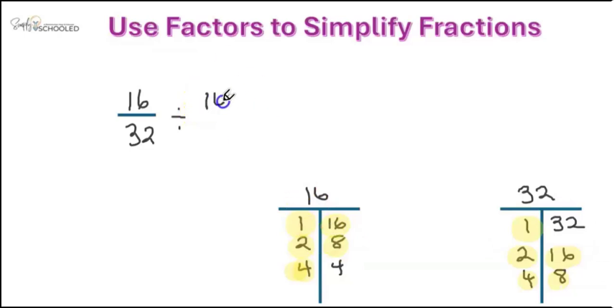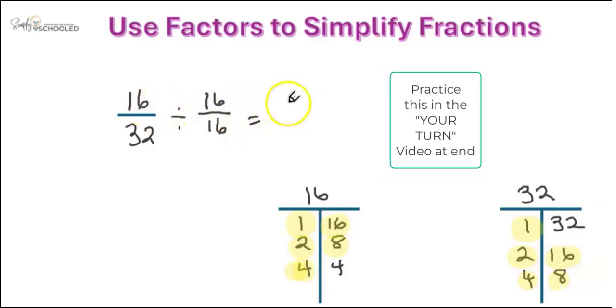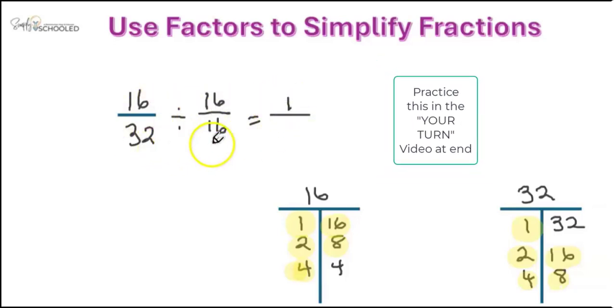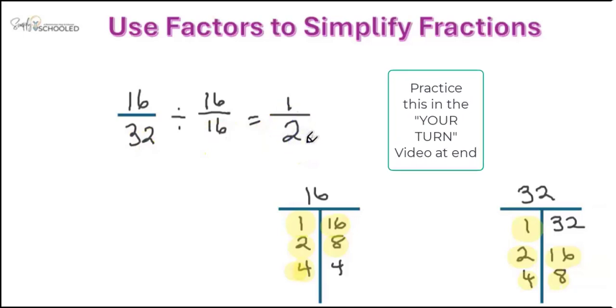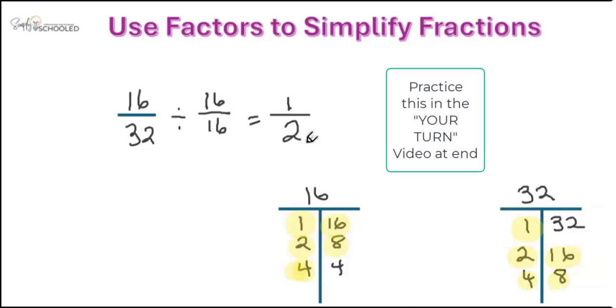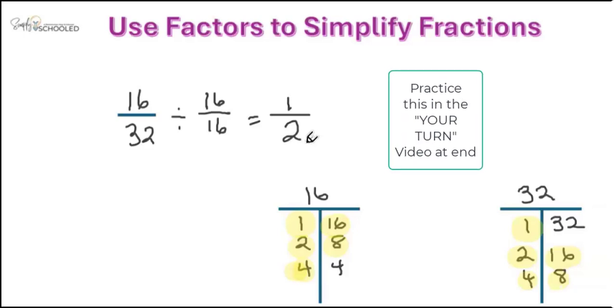So we are going to divide by 16 over 16. 16 divided by 16 is 1. 32 divided by 16 is 2. So the simplified answer to 16 over 32 is 1/2.